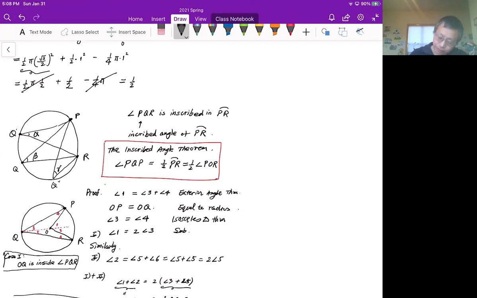So as a corollary, that means angle alpha is the same as angle beta, is the same as angle gamma. So everything's okay as long as they are inscribed angles to the same arc. Then all of the inscribed angles are the same. So that's why we can call them all inscribed angles of PR. Okay, does it make sense?